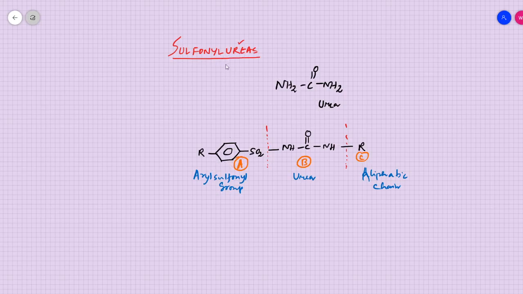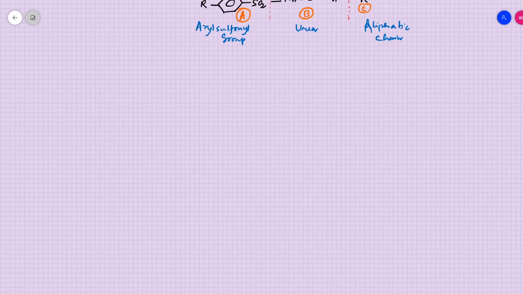So there are different types of sulfonylureas that differ in this group and that group. But basically they need structure A and structure B to be called a sulfonylurea. Okay, so these sulfonylureas have a typical adverse effect. Okay? The main adverse effect of this sulfonylurea class of drugs is hypoglycemia.